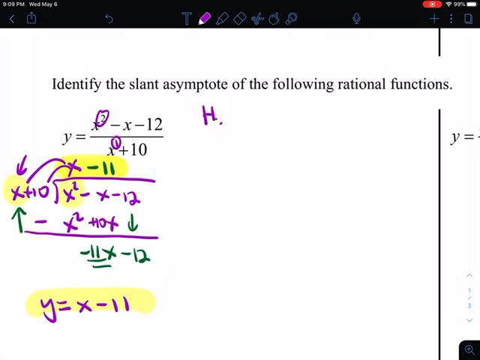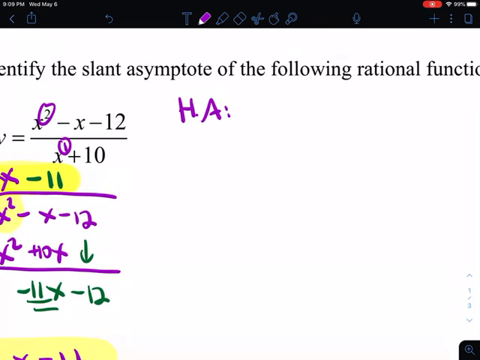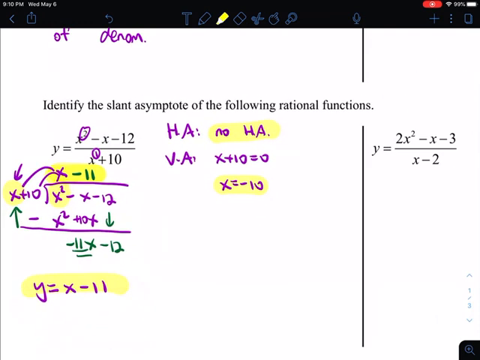And then let's also look at the other asymptotes. So for horizontal asymptote, we already know the degree on top is bigger by 1, which means that there's going to be no horizontal asymptote. How about vertical asymptote? That's still the same as before. You're going to set the denominator equal to 0. So x plus 10 equals 0. So then our vertical asymptote is x equals negative 10.